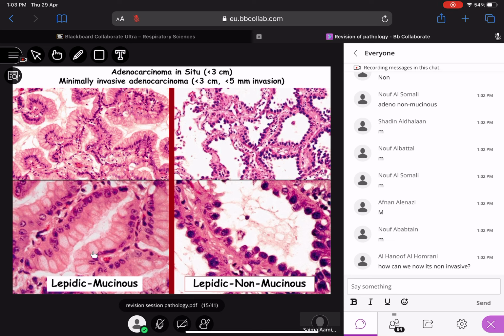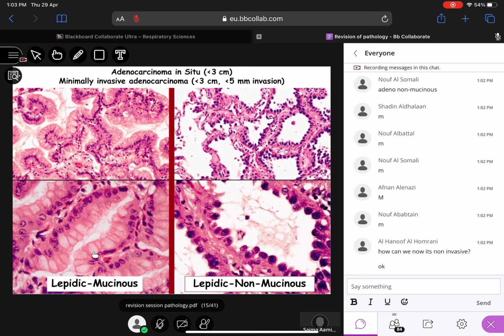How can we now know it is non-invasive? Okay, it depends on the size. If you have an image like this, and in the stem it is written that the tumor is invading the stroma around 3 millimeters, then you will write that it is minimally invasive adenocarcinoma. But if you have an image like this, then you can write that it is adenocarcinoma in situ. Okay. Obviously you cannot measure in one specific image.